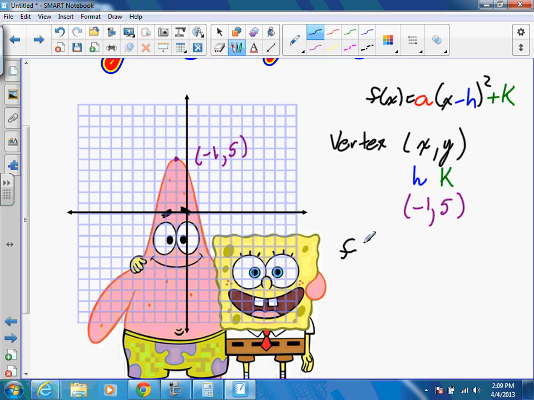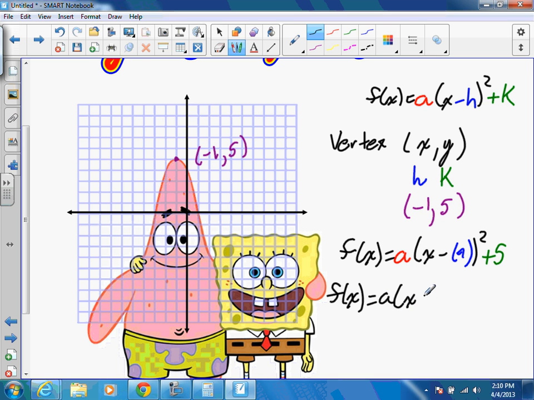f(x) is equal to, we still don't know our a value. x subtract our h value, which is -1, so we're going to plug in subtract -1, squared, and k is +5, so +5. We'll simplify that bracket. We'll get f(x) = a(x + 1)² + 5.